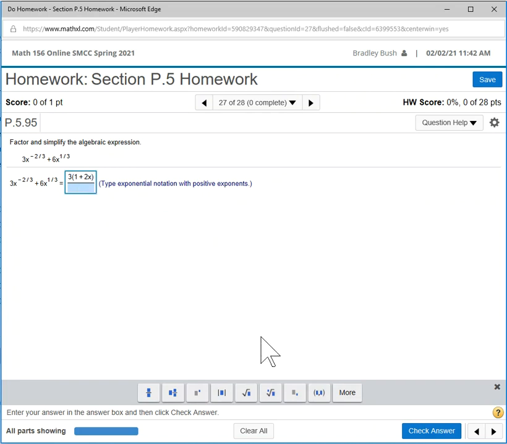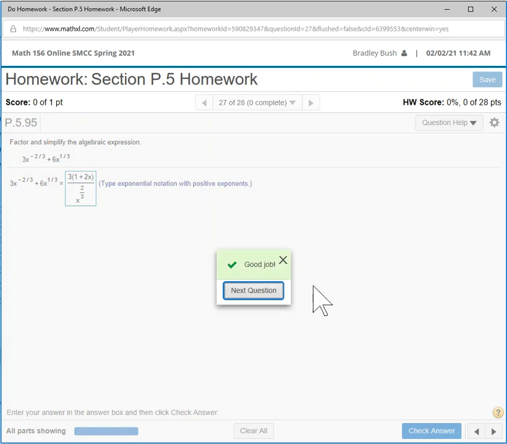And in the bottom, we need to have x, and then we need to put an exponent. And then we will put 2 divided by 3. And we check our answer. And it says, good job.